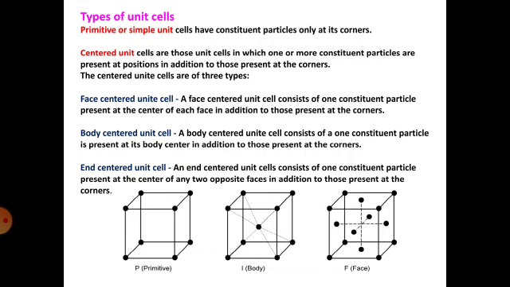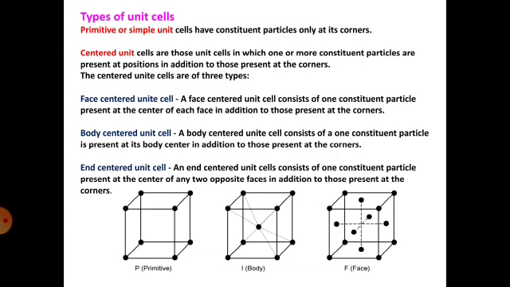In this unit cell, one or more constituent particles are present at a position in addition to those present at the corners. That is nothing but, apart from the corner particles, there are a few particles present at a different position, and such types of unit cells are called centered unit cells. The centered unit cells are of three types.